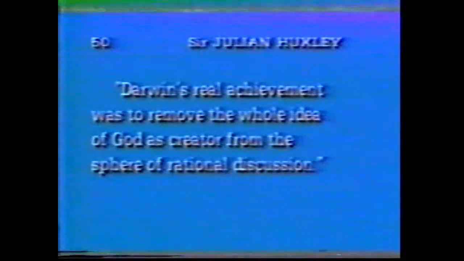Sir Julian Huxley, an English biologist, has greatly influenced the study of evolution. He is a vocal and articulate supporter of evolution. He has written, number 50, Darwin's real achievement was to remove the whole idea of God as creator from the sphere of rational discussion. He continued, number 51, the supernatural is being swept out of the universe. God can no longer be considered as the controller of the universe. Operationally, God is beginning to resemble not a ruler, but the last fading smile of a cosmic Cheshire cat.